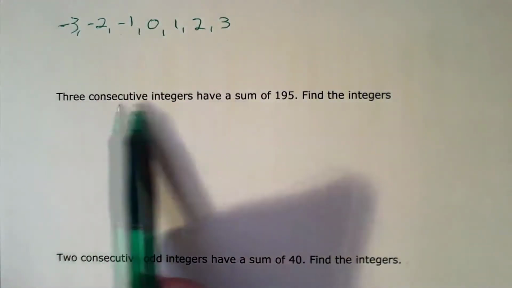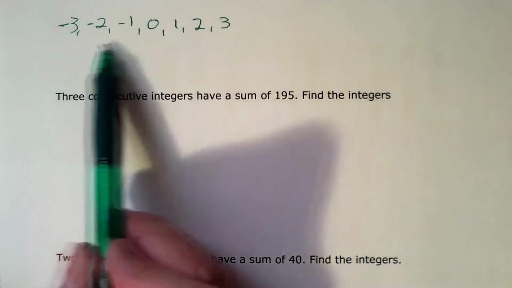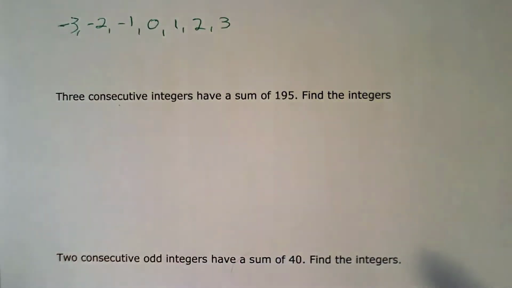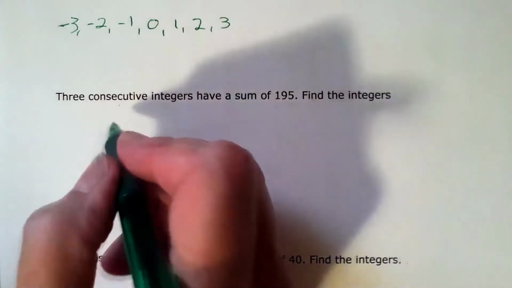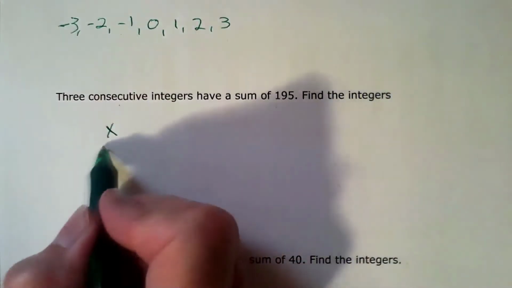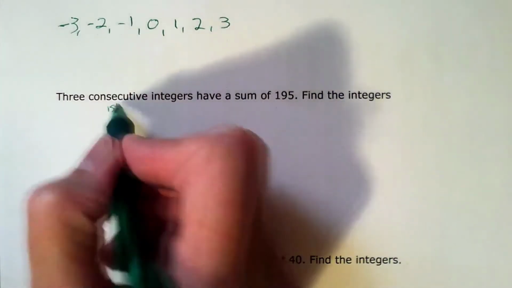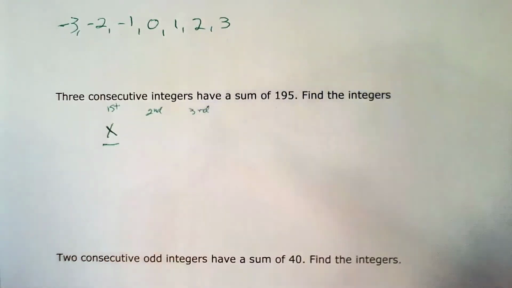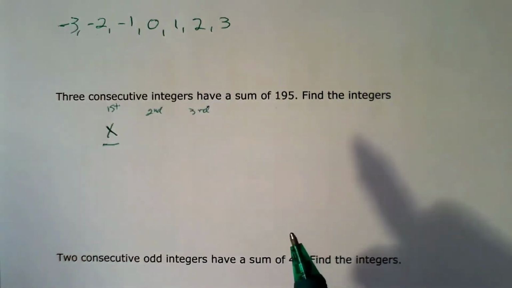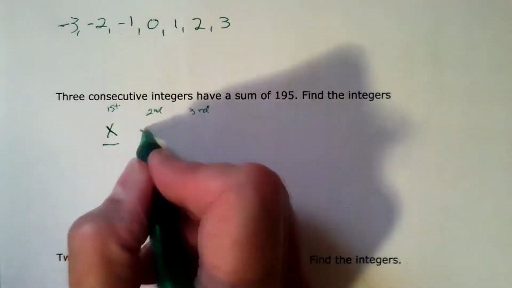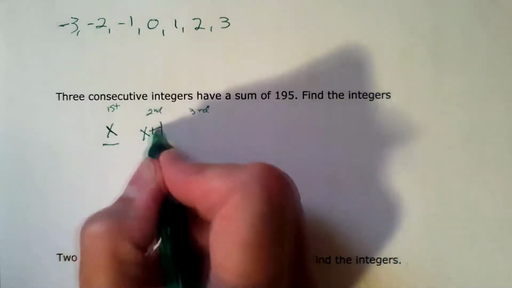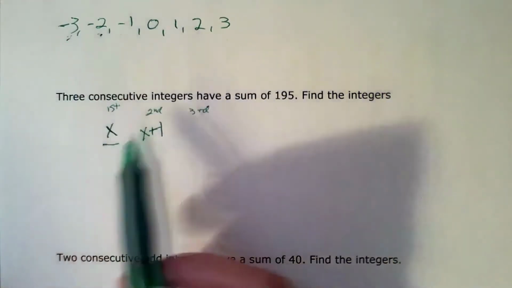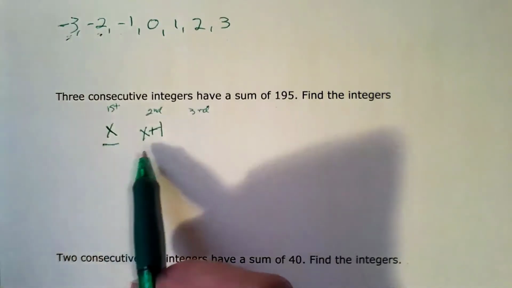So it wants 3 consecutive integers, so 3 integers that would appear in a row that have a sum of 195. Find the integers. So basically, if I take x as being the first integer, I need 3 of them in a row: first, second, and third. So if the first integer is x, the next integer is going to be x plus 1, because these two are consecutive, so I would add 1 to this to get this.